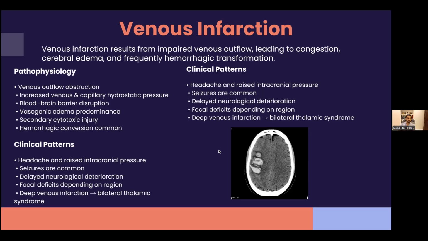So venous infarcts typically do not conform to arterial territories, and instead they often involve both cortex and subcortical white matter, and they can cross arterial boundaries. You tend to get prominent vasogenic edema and patchy hemorrhages, and your mass effect may be disproportionate to the size of the infarct present. Clinically, patients present with symptoms similar to cerebral venous sinus thrombosis, so headaches due to raised intracranial pressure, as well as seizures being common, and neurological deterioration.